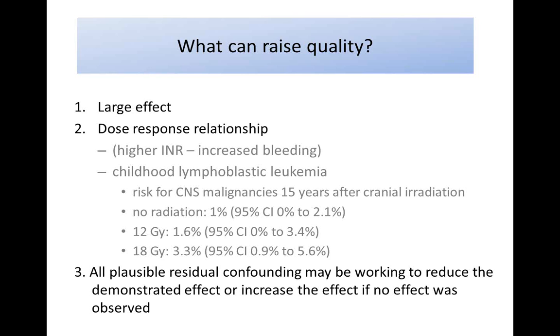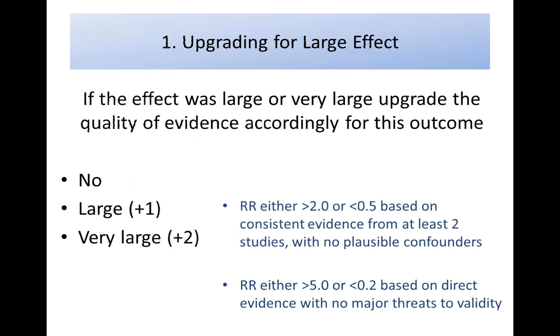And the third one is that all plausible residual confounding may be working to reduce the demonstrated effect, or increase the effect if no effect was observed. Let's go through those. So firstly, upgrading because there's a large effect. If the effect was large or very large, then we can upgrade the quality of the evidence. What am I talking about?